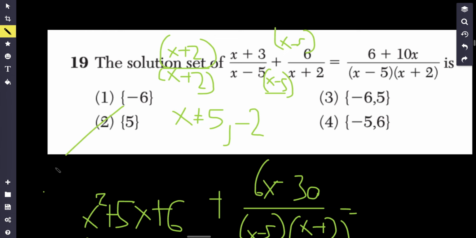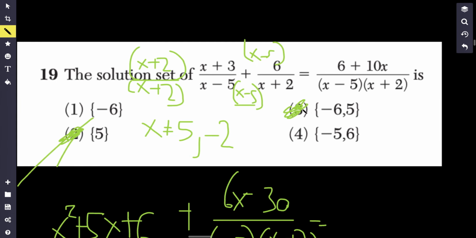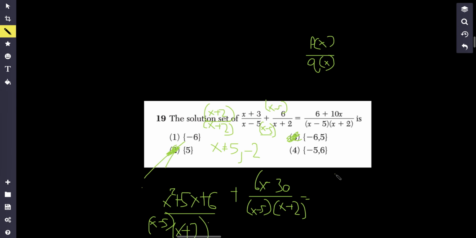So immediately I can eliminate answer choice number 2 because it has a 5 in there. And also answer choice number 3 because it also has a 5 in there, right? Answer choice number 3 is saying that x can either be 6 or 5. Well, x can't be equal to 5. So we already have a 50-50. So I'm feeling good about this.